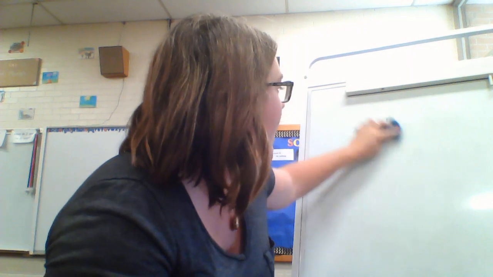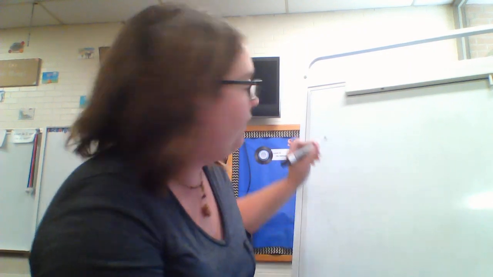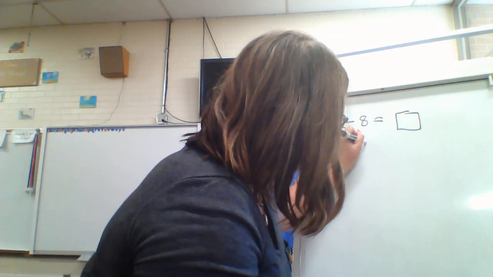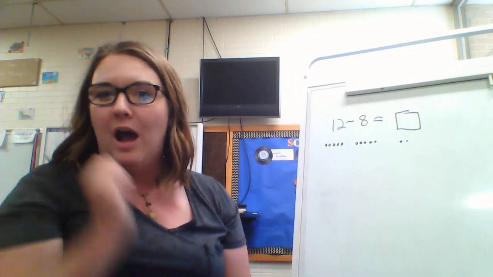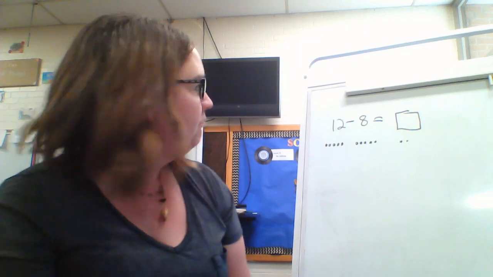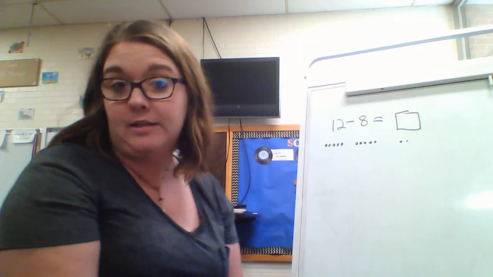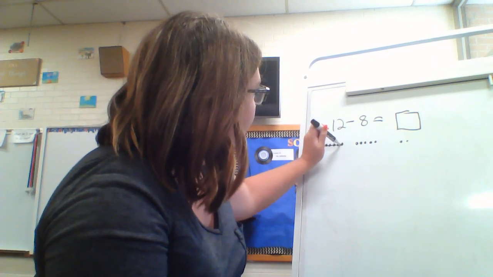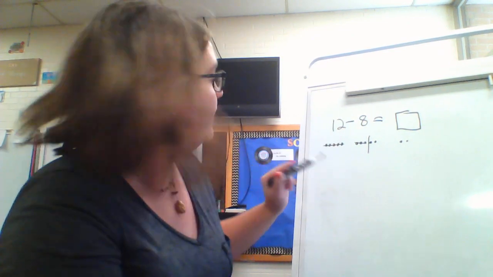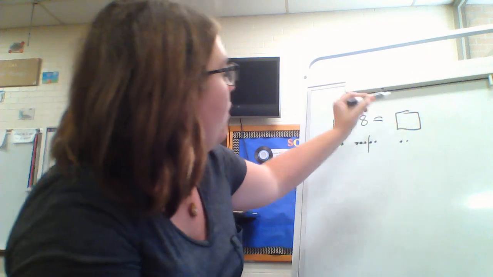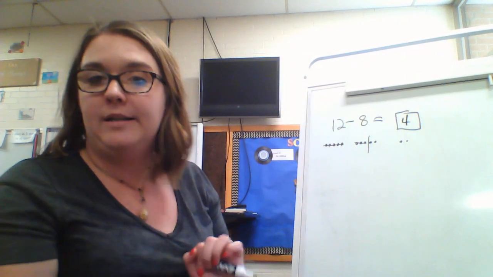All right, and now I have 12 minus 8, and for this one I'm doing my dot method, so I need to make 12 dots. 1, 2, 3, 4, 5, 6, 7, 8, 9, 10, 11, 12. All right, I have 12 dots. Now, how many do I cross out? I'm subtracting 8, so I cross out 8. Cross out 5, 6, 7, 8. Draw a line there so that I can see what dots I have left. I have 1, 2, 3, 4 dots left. 12 minus 8 equals 4.